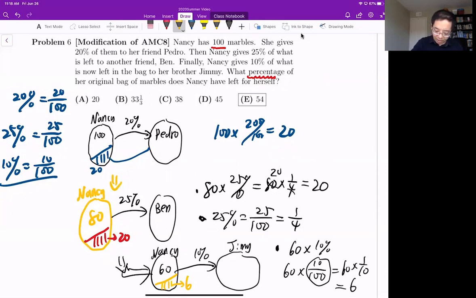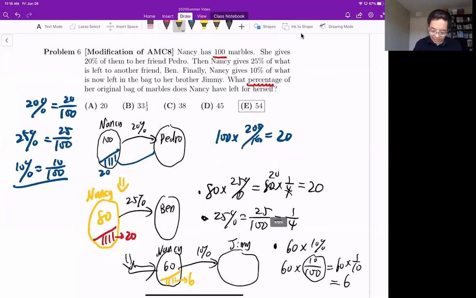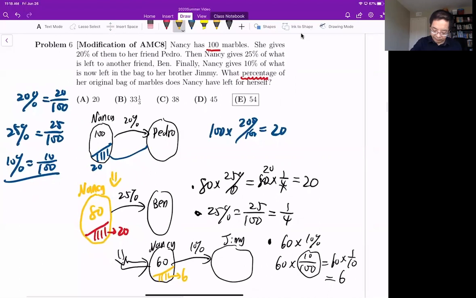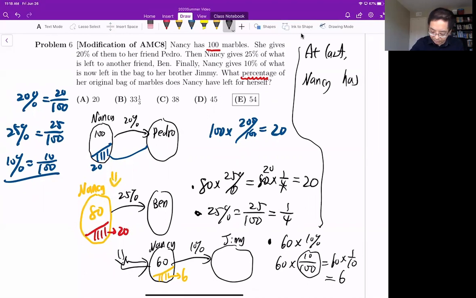So finally, what is the percentage she has given away? So finally, what do we get? So at last, Nancy has 54 left, right? So 54 left. Okay, so originally she has 100, and then 54 left.